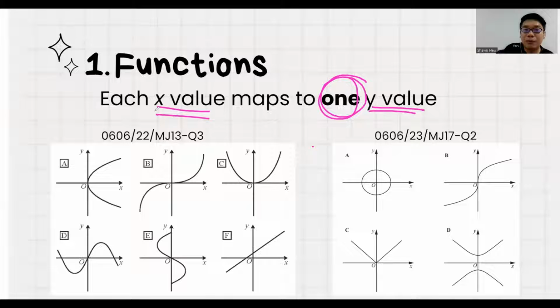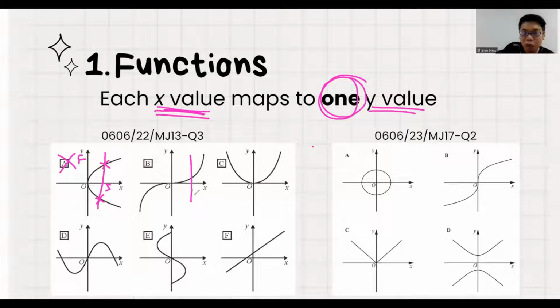So we check for one specific x value. Let's say my x is this. Let's say this is a 5. I don't care. Just draw a vertical line. If you find that it has 2 y values, then this is not a function, right? How about this?